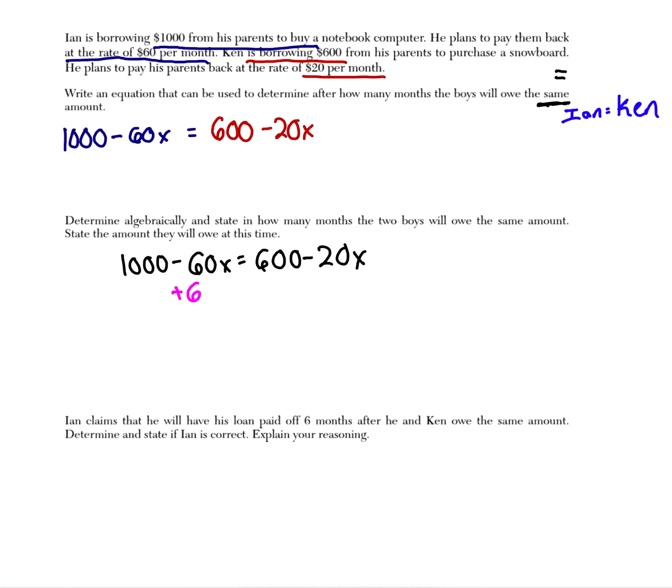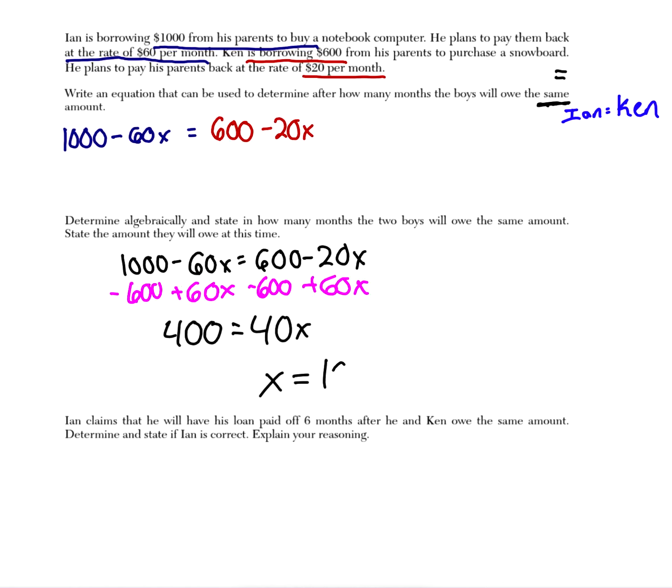So I'm going to add 60x on both sides, which means I have to get a constant on the left side of the equation. Oops. Plus 60x. That'll be minus 600, minus 600. We would be left with, on the left side, 60x's cancel. We're left with 400 equals, the 600s cancel, 40x. Divide by 40 on both sides, you should get x equal to 10. So state the amount of time they will owe the same amount. That would be 10, and it is in months. So make sure you label that 10 months.